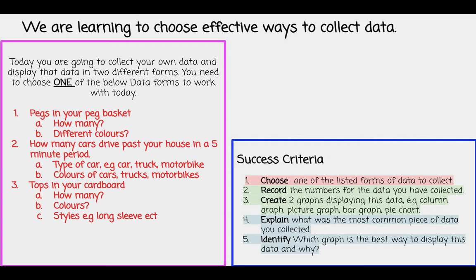The first option you have is pegs in your peg basket. Now you might choose to look at how many pegs, or the different colors of the pegs, or the different types of pegs. You only need to look at one particular way to display the data that you're choosing to collect. A second option you have is how many cars drive past your house in a 5-minute period.